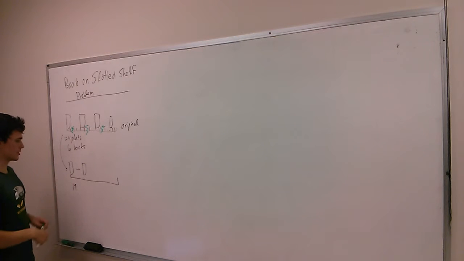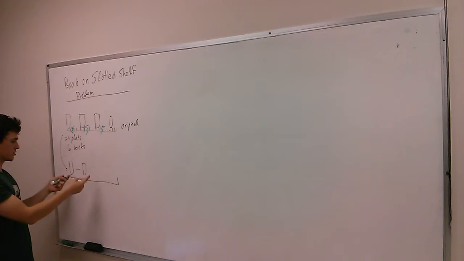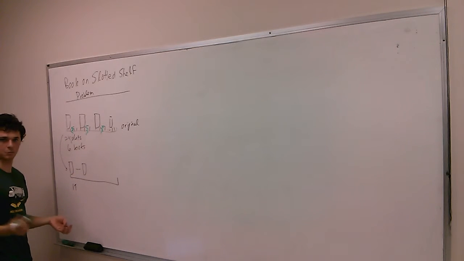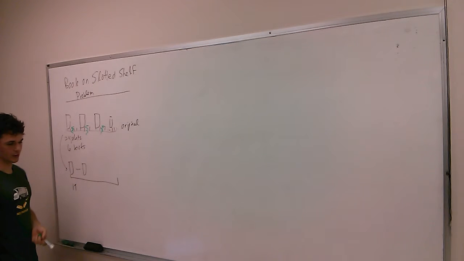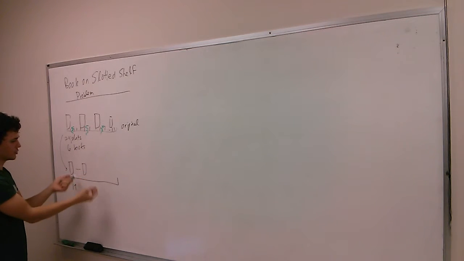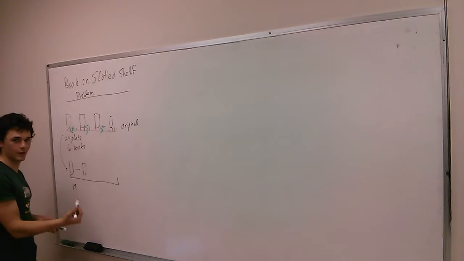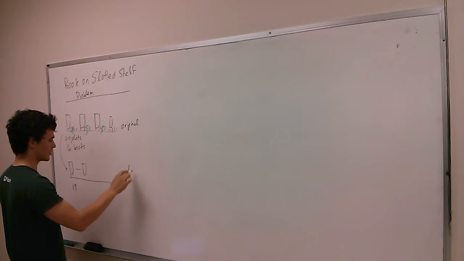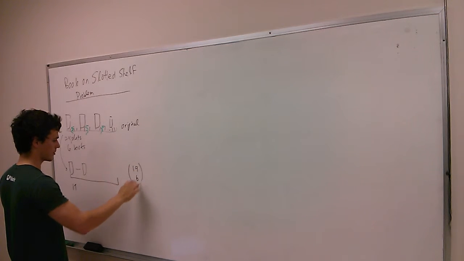And so now we have this case. So we have books on a shelf, and we have no constraints. We just have books on a shelf. So how do we count the number of ways of rearranging the books on the shelf where there are no constraints? The number of ways of doing that is 19 choose 6.